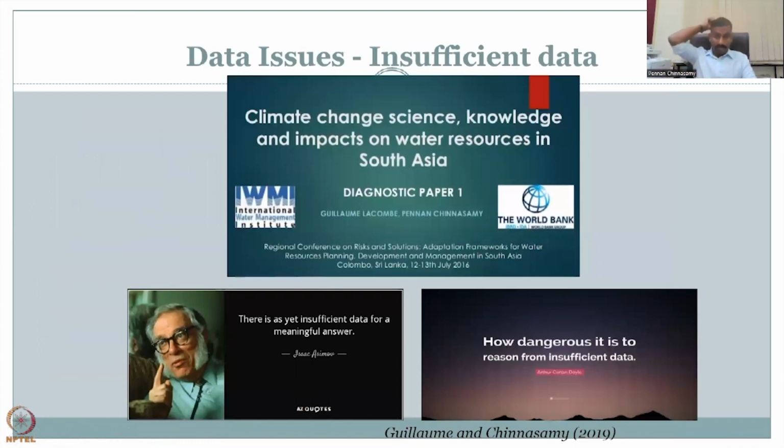And the last one is data insufficiency, which means there's not enough data. So with all the other issues that I've said, if you don't have enough data, then a clear picture cannot be drawn. As the quote says, there is yet insufficient data for a meaningful answer. You need to collect as much data, and it is dangerous to reason from insufficient data. That is why it is always good to have multiple data for a particular indicator, combine it, and then bring out an indicator based on multiple sources or multiple data.